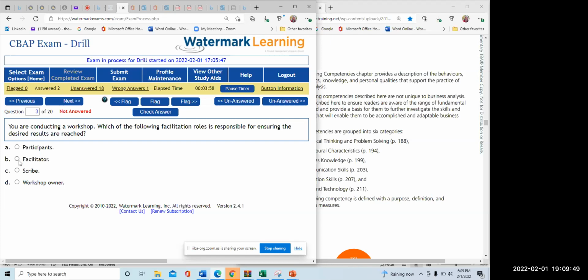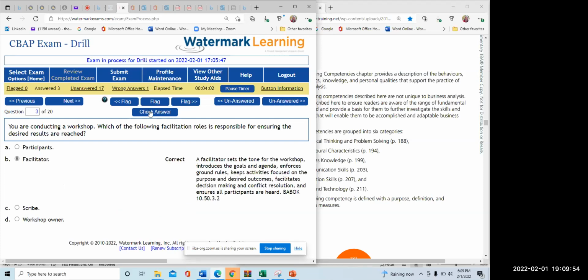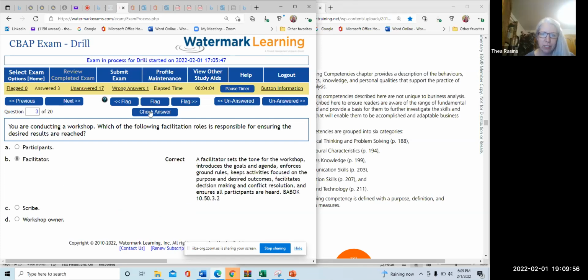Facilitator, possibly. Yeah, I think facilitator. Correct. The facilitator sets the tone for the workshop, introduces the goals and agenda, enforces ground rules, keeps activities focused on the purpose and desired outcomes, facilitates decision-making and conflict resolution, and ensures all participants are heard. You know, facilitating is an art.